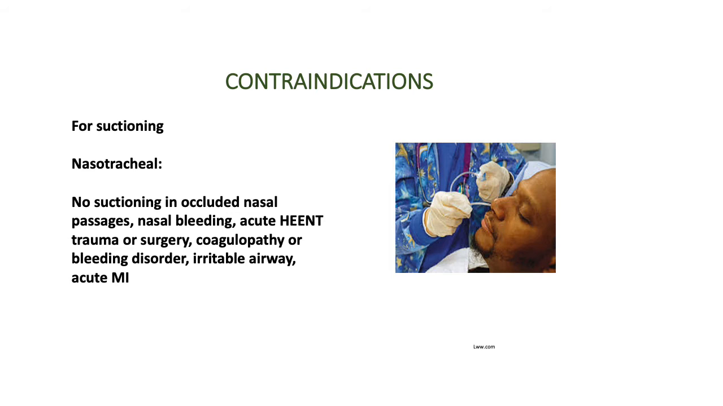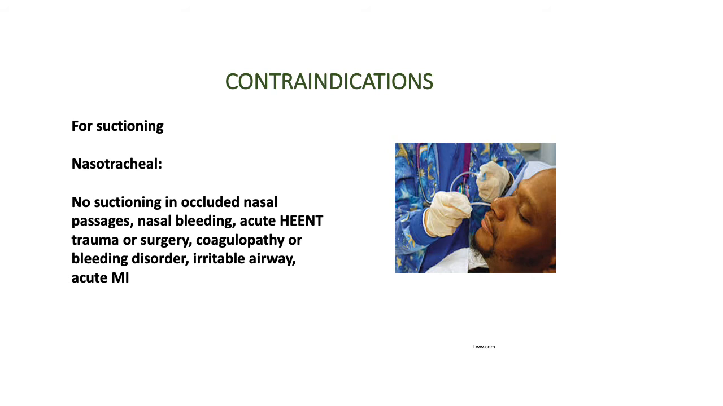Contraindications. If a suction catheter is to be passed through the nose, of course, you cannot pass a suction catheter through occluded nasal passages, so you would use your pen light to assess for patency before inserting the suction catheter. If the patient has nasal bleeding, you could not insert a catheter through the nose. If a patient has had an acute trauma or surgery to their head, ears, eyes, nose, or throat, that's a contraindication to nasotracheal or nasopharyngeal suctioning as well. If there's a bleeding disorder or coagulopathy, you cannot do it.